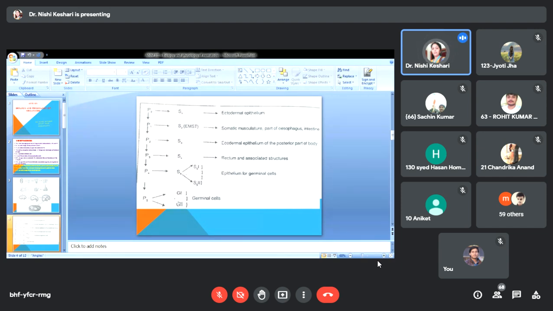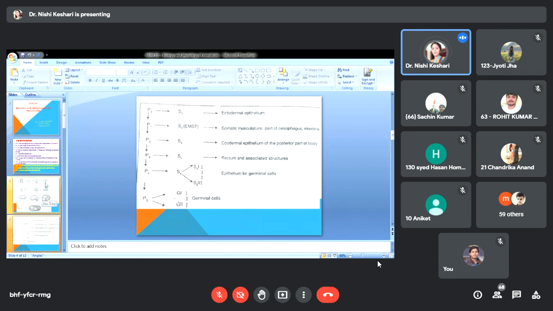The germinal cells, where are they present? In males, they are present in the testis, and in females, in the ovary. When the germinal cells multiply, they form sperms in males and eggs in females. Then this P5 forms G1 and G2, and these are the germinal cells. So these are the epithelium for germinal cells, and these are the germinal cells.